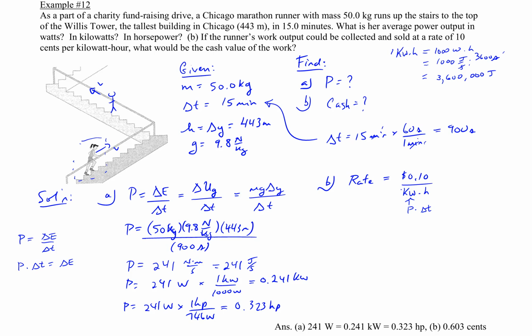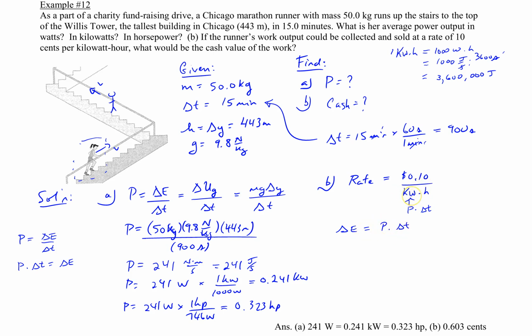Okay, back to our problem. So let's say we were to use this energy that she had, and we would like to find out how much money she would get. So really what we want to do is multiply by how much energy she has transferred into gravitational energy during this 15 minutes. Going back to our definition, the change in energy is equal to the power multiplied by the time, right?